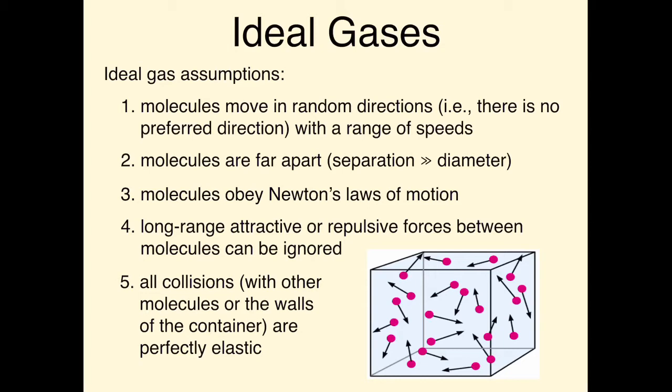Okay, and the last thing is all collisions, whether it be a collision, again, with the wall of a container or a collision between two molecules, are going to be assumed to be perfectly elastic. So remember what an elastic collision means? It means there's no energy lost during the collision. So if a molecule bounces off a wall or if it bounces into another molecule, we're going to assume that it's elastic and no energy gets lost.